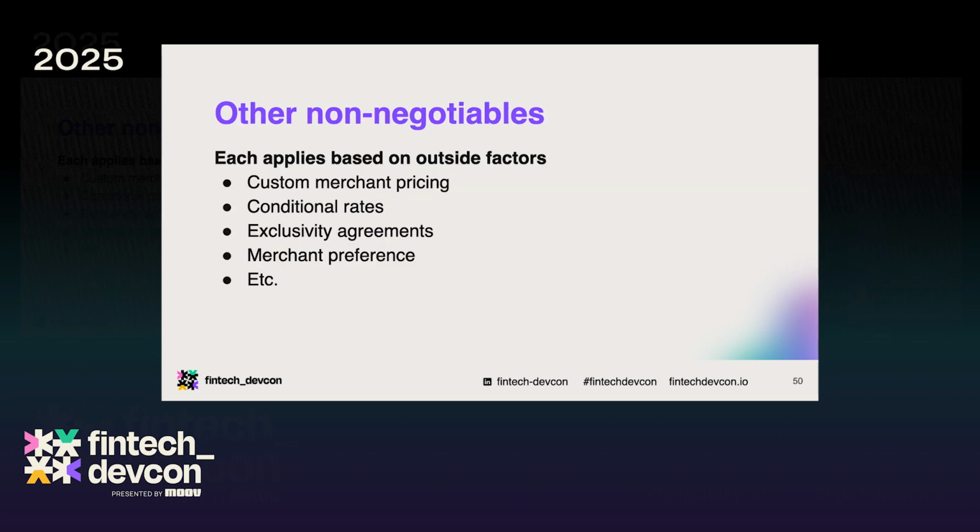Some other non-negotiables don't necessarily have to do with compliance, but some merchants have their custom pricing set up with networks or exclusivity agreements, and sometimes merchants have a preference. They always want to route over one specific network, even if that might not be the better option. That all depends, but you've got to honor all of this, and there might be many, many more.